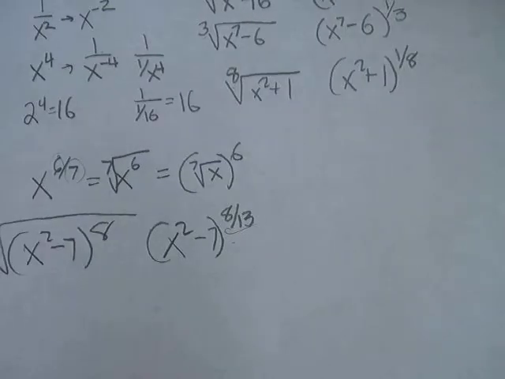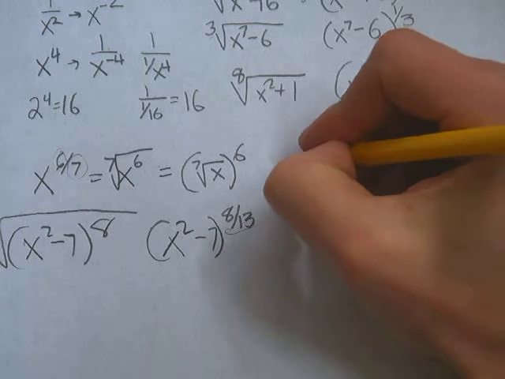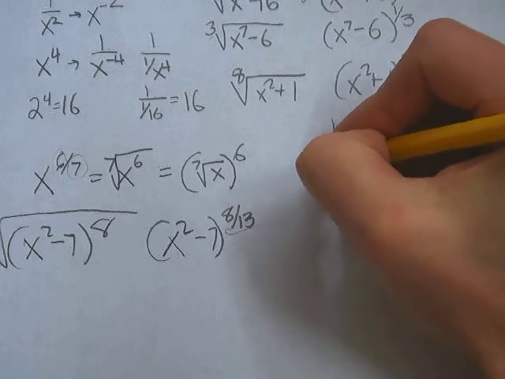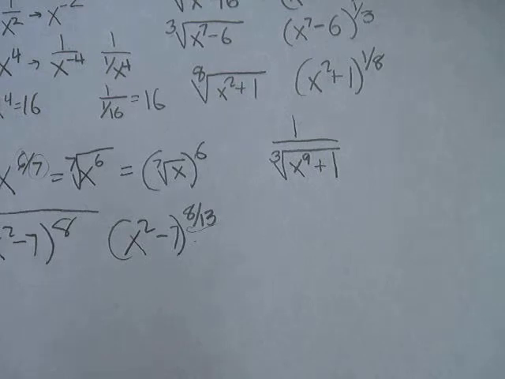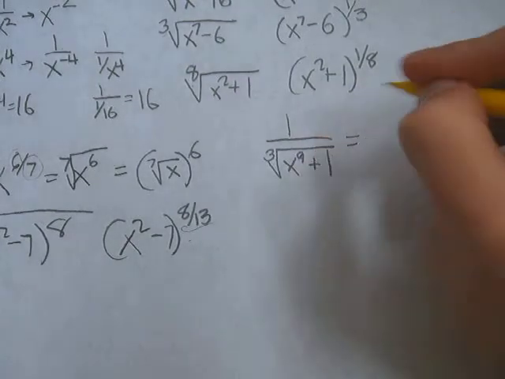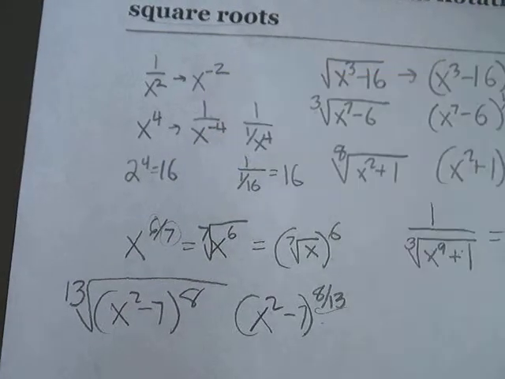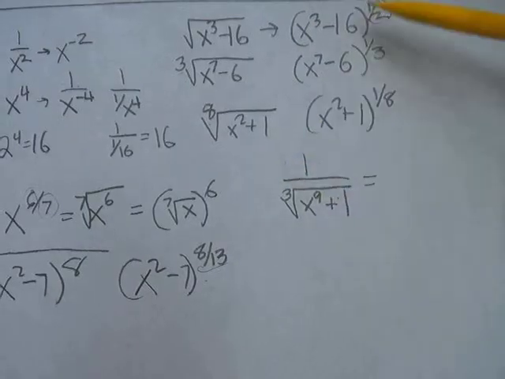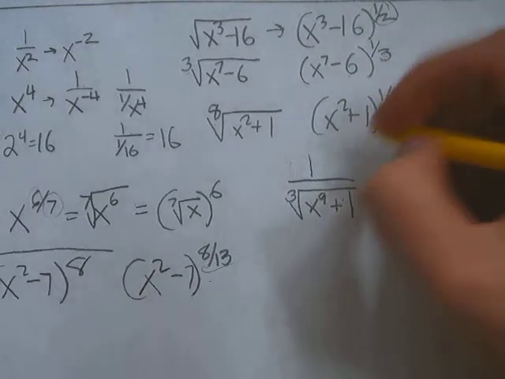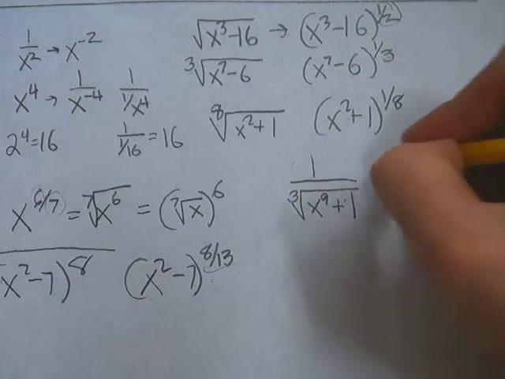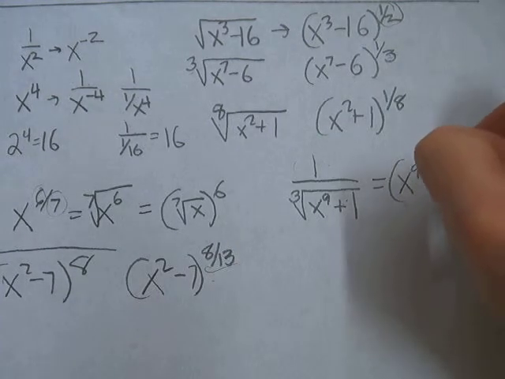Alright, what about something like 1 over the cubed root of x to the 9th plus 1? Well, I've got the 1 over situation, so I'm back to the beginning where I have the negative power, but I also have a cubed root, so I have a 1/3 power. So really, this is just x to the 9th plus 1 to the negative 1/3, because I'm flipped over.